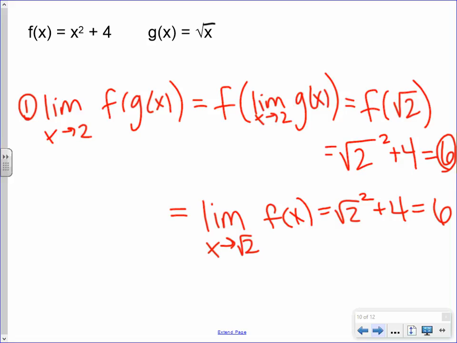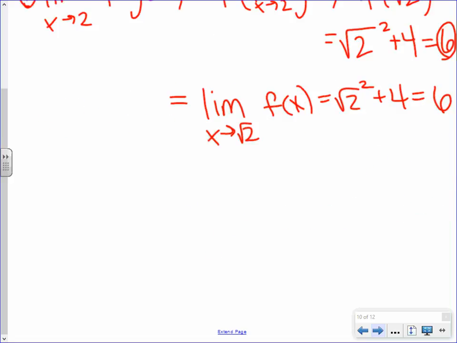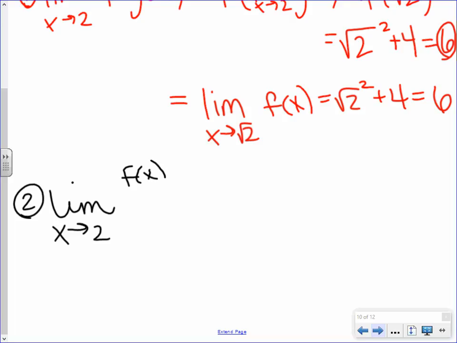Okay? All right. What if I asked you to evaluate the limit as x approaches 2 of f of x over g of x? Okay. Remember that list of properties I told you not to write down, but we're going to talk about? This is one of them. So if we have a division of two functions inside of our limit, we can evaluate each limit separately and then do the division. Okay?